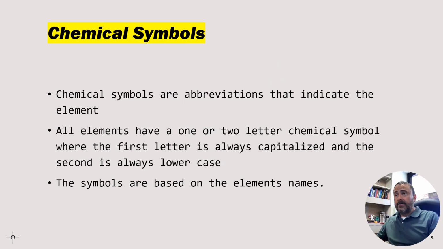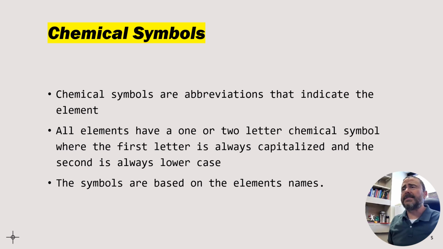All right, our chemical symbols. Our chemical symbols are abbreviations that tell us something about our element. They define our element by a one or two letter symbol. The first letter is always capitalized. Don't write it as a lowercase letter. And the second letter, if there is one, is always lowercase. Don't capitalize it, or else it is incorrect.